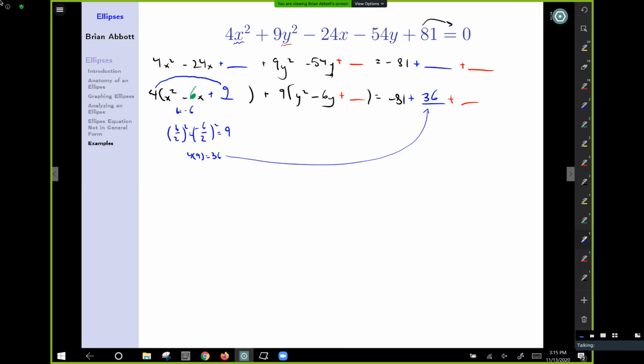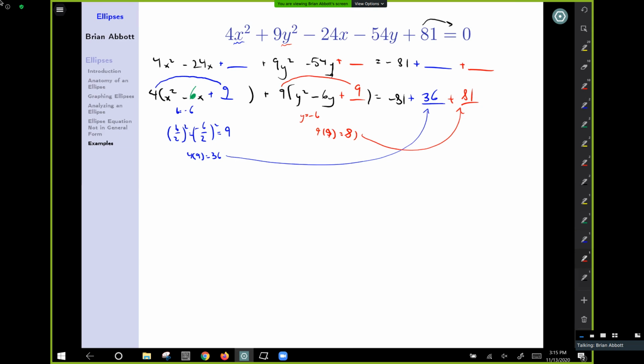Okay, now similarly for our y expression, again, b is equal to negative 6. That was convenient. So we can just copy the same math that we just did. We're going to get a 9 in here. But what are we actually adding? This time it's 9 times 9. So 9 times 9 is 81. We're actually adding an 81 to the left-hand side of our equals sign.